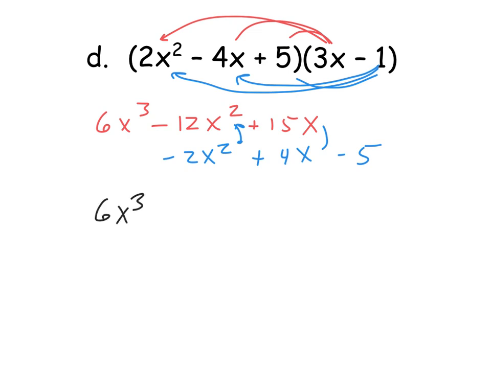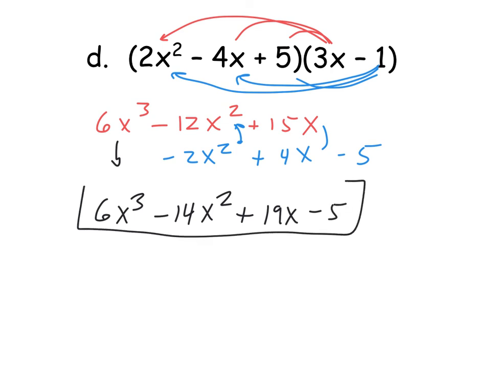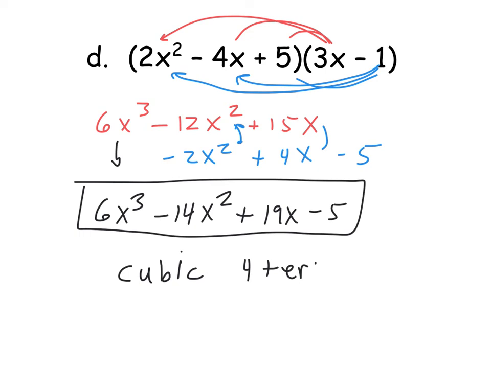I'm going to have a 6x cubed right there. These two, I got -12 and -2x squared. That's going to give me -14. The x squared stays the same. I'm not multiplying here, so I don't add those exponents. When you add like terms, they stay like terms. So all those are x squared terms. The 15x plus 4x, that's going to give me 19x. And then I got my constant at the end, -5. So here's my answer. And I could name this. My degree is 3, so this is a cubic. And there's 4 terms, and I would just say cubic 4-term polynomial.